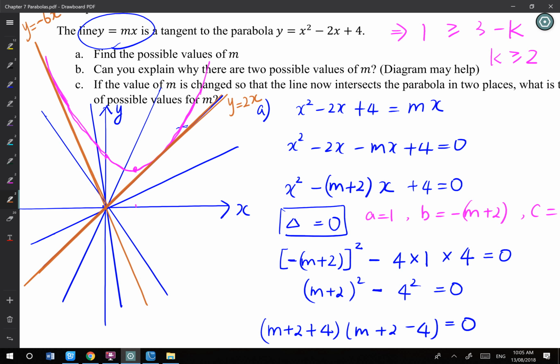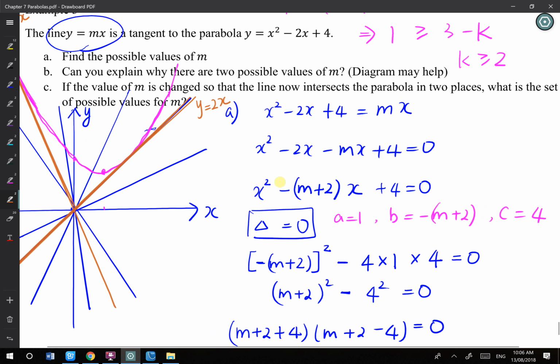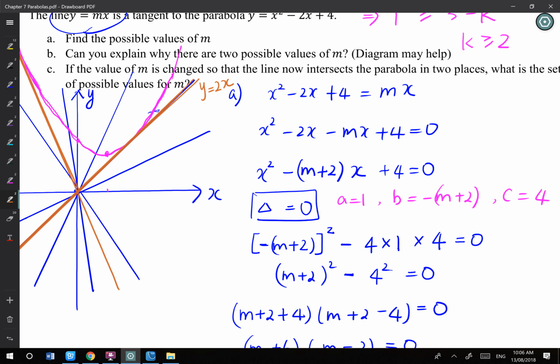For part C, if the value of m is changed so that the line now intersects the parabola in 2 places, not only 1 place, what is the set of possible values of m? Which values of m are possible? There is not only 1 or 2 possible m, because any line in between these 2 lines will intersect at 2 places. Can you see that?